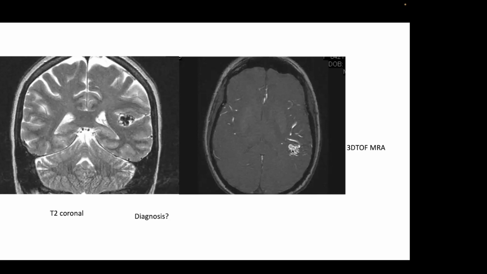Here it is on the 3D time of flight MRA. And again, if you see the lesion is bright on the MRA, that is an indication that you're looking at an arteriovenous malformation, in the sense that it looks just like the middle cerebral branches here in the Sylvian fissure and the anterior cerebral arteries here in the interhemispheric fissure. So this would establish the diagnosis of an AVM rather than a DVA in this case.